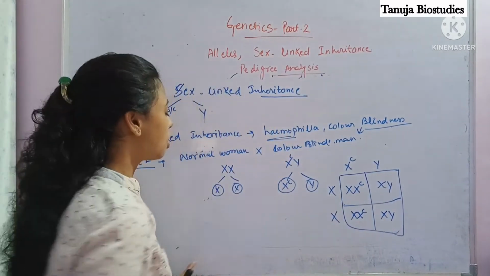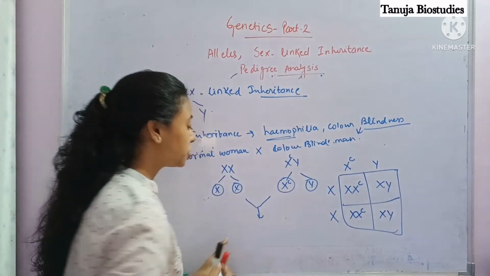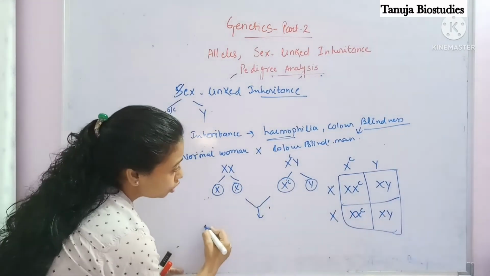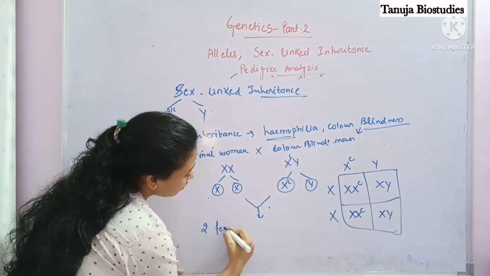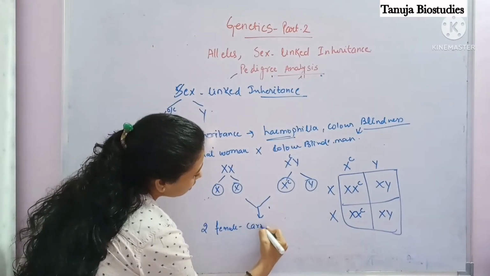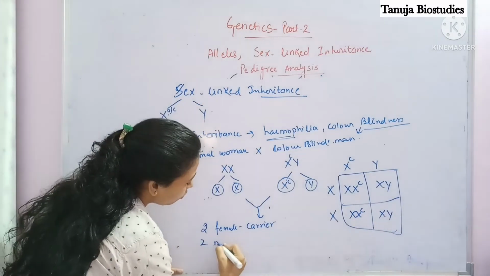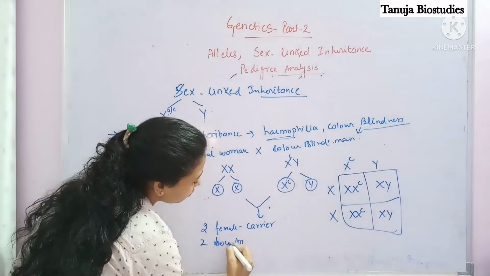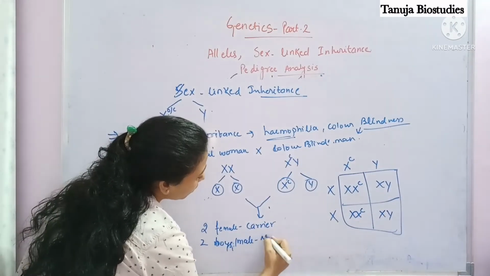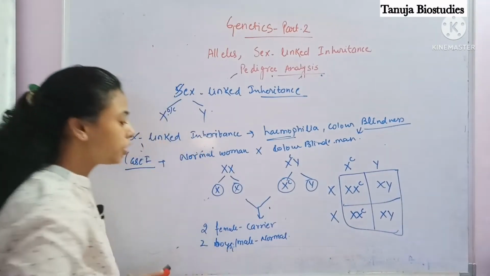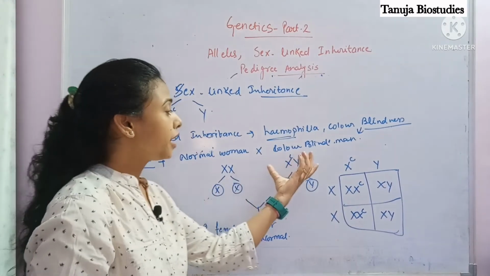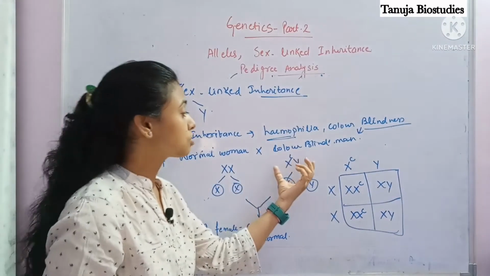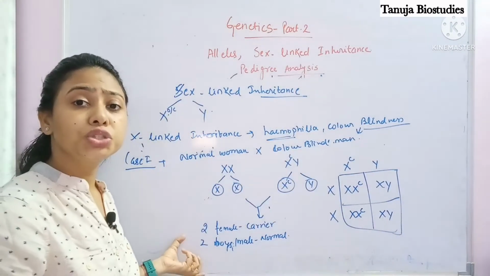So what you will observe, when they get fertilized and produce their generation, is that two females will be carriers and two boys, or you can say males, will be normal. So what have you observed? In this case the father had the trait and he transferred his trait to the daughters.